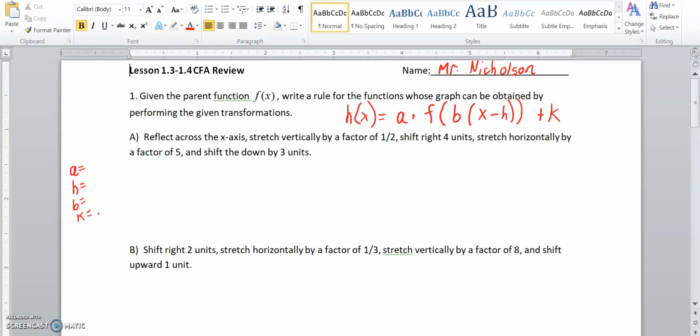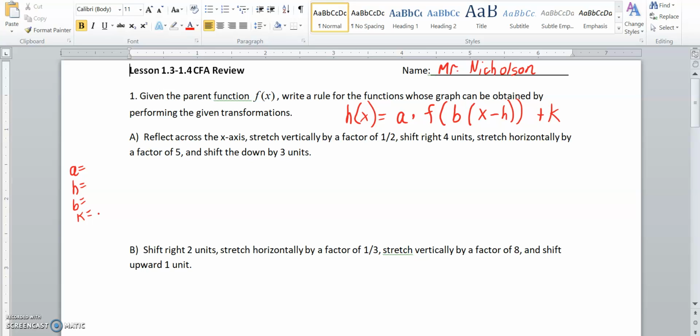Recap, A does vertical stretches. It is by a factor of the absolute value of A. So if A happens to be negative, the vertical stretch factor is just the absolute value. If A is negative, that's when we get a reflection across the x-axis.